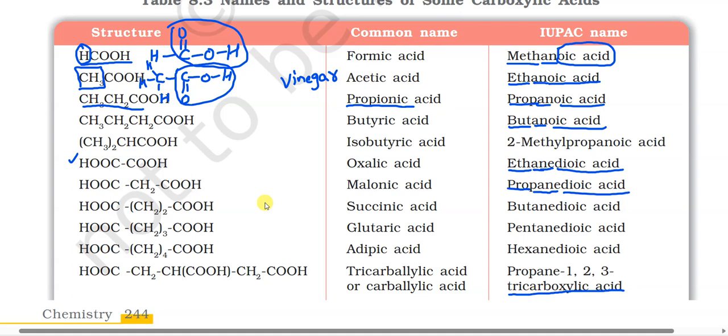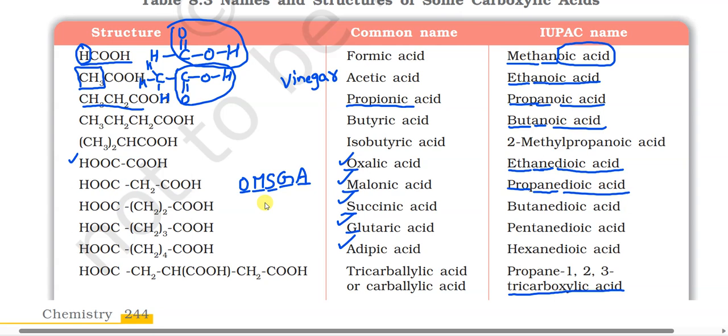Now coming to the dicarboxylic acids, we have common names like oxalic acid, malonic acid, succinic acid, glutaric acid, adipic acid. We can use a shortcut with the first letters. Consider the first letters: OMSGA. O stands for oxalic, M stands for malonic, S stands for succinic, G stands for glutaric, A stands for adipic.